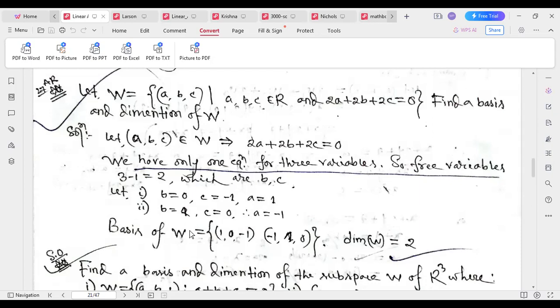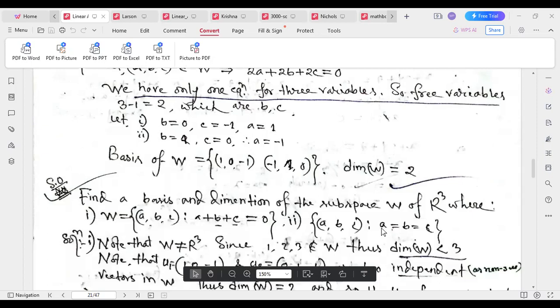So the basis of W, what will be? It will be (1, 0, -1) and (-1, 1, 0). So the dimension, what? The number of basis vectors: 2.